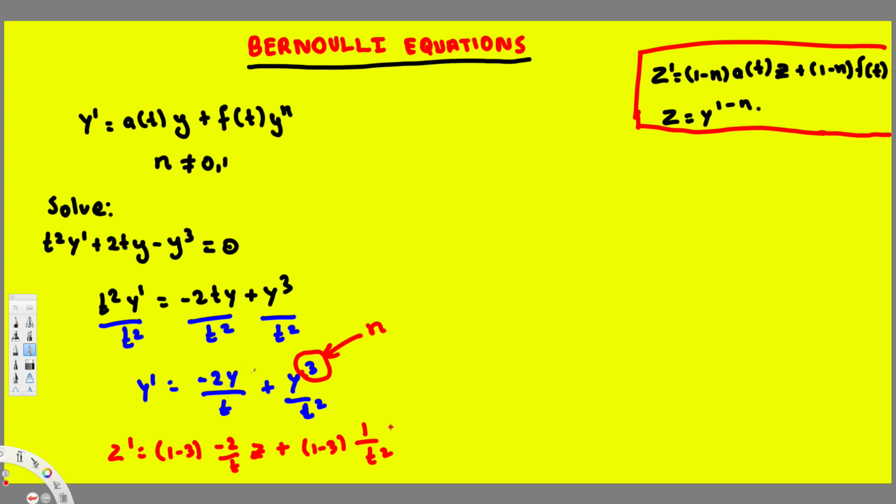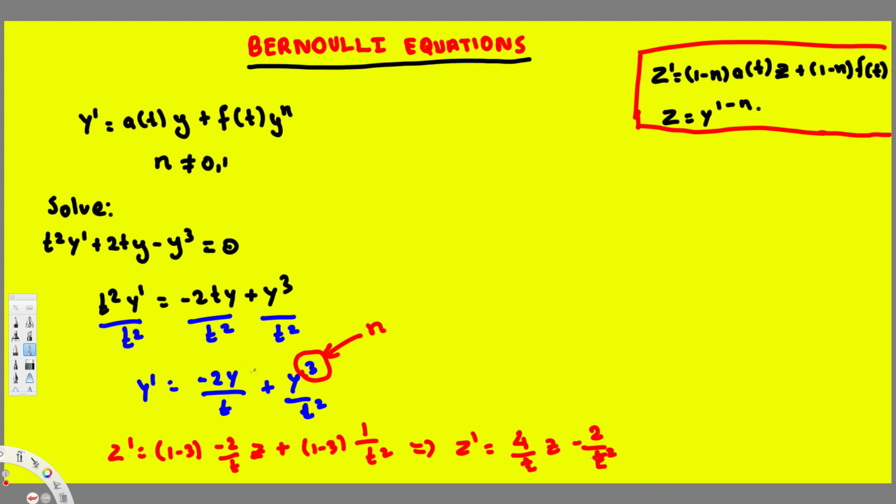And after we bring this one, let's simplify this one. Here we are going to have negative 2, 1 minus 3 is going to be negative 2. Therefore z prime is going to be negative 2 times negative 2, that's going to be plus 4z over t, so plus 4 over t times z, and plus here we have 1 minus 3, that's going to be negative 2 over t square. So this is going to be negative 2 over t square.